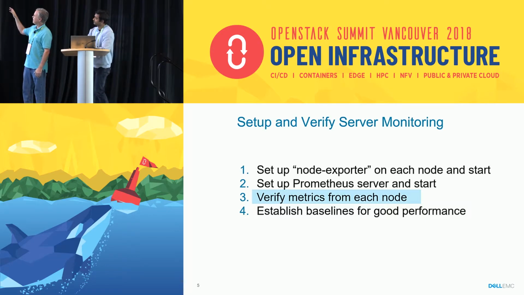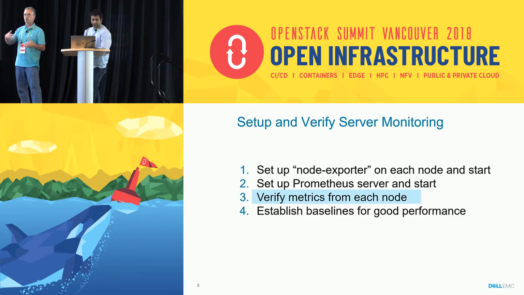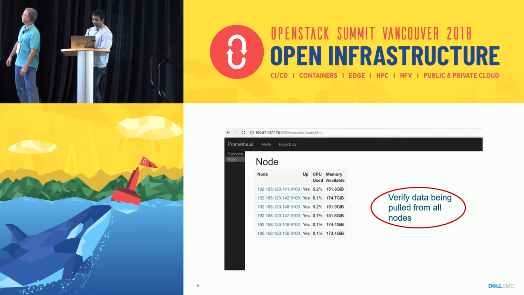Okay, so once we have our Prometheus server configured, we start it, we just run it. It'll get started, and then since we've configured it to know where our different nodes are that we want it to monitor, it should go out and start pulling that data for us. But we want to make sure that it's actually pulling data as we expect it to. So we want to verify that.